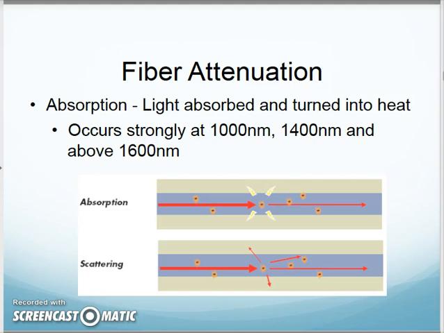Absorption is when light is actually absorbed and turned into heat from the molecules in the glass. So right here, some of the light signal traveling down hits these molecules and turns into heat. And this occurs strongly in the 1000, 1400 and above 1600 nanometer wavelengths. So those wavelengths of light are avoided as we're sending signals down a piece of fiber optic cable.